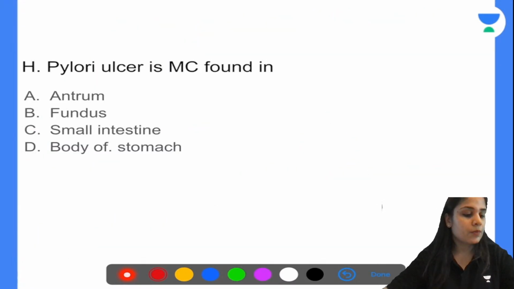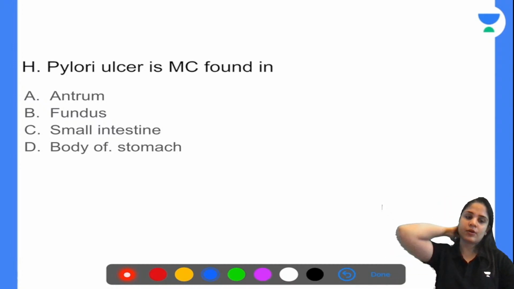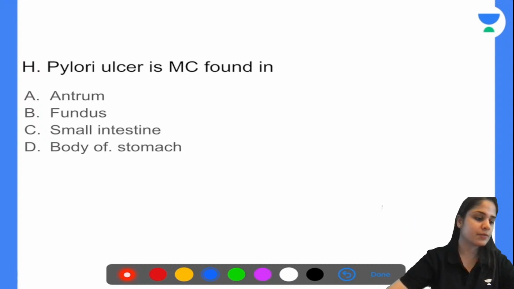Now, H. pylori ulcer is most commonly found where? Antrum, fundus, small intestine, or body of stomach.